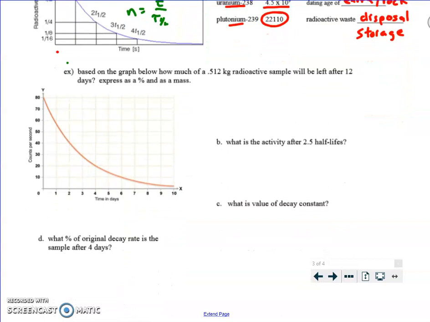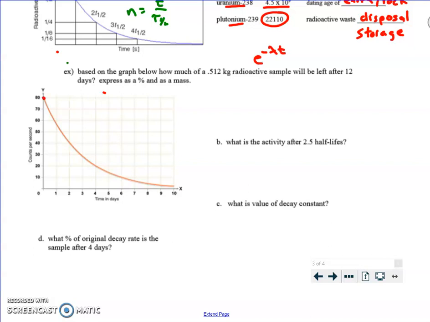So let's do a quick little problem based on this. Based on the graph below, how much of a 0.512 kilogram radioactive sample will be left after 12 days, expressed as a percentage and as a mass? In order to figure out how much is left after 12 days, we could try to use the e to the negative lambda t equation, but we don't know what lambda is. So if we go to the graph, we're going to use the idea of half-life.